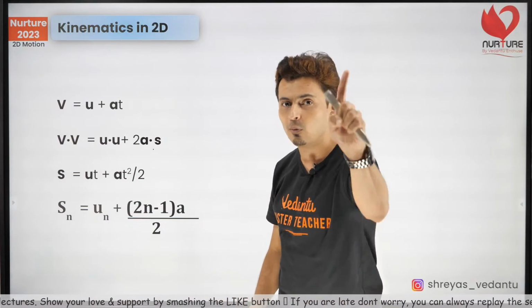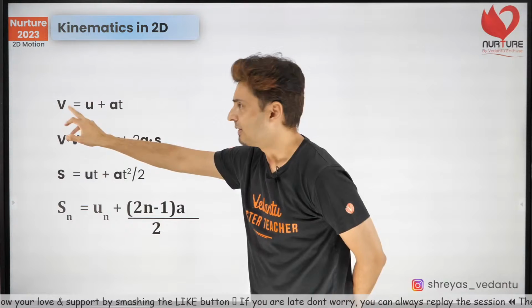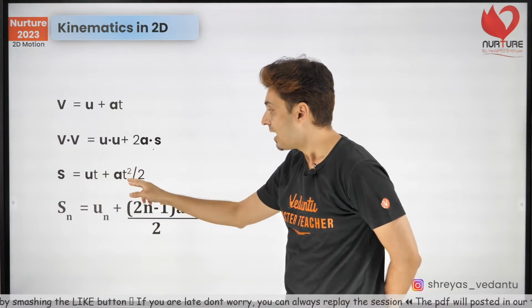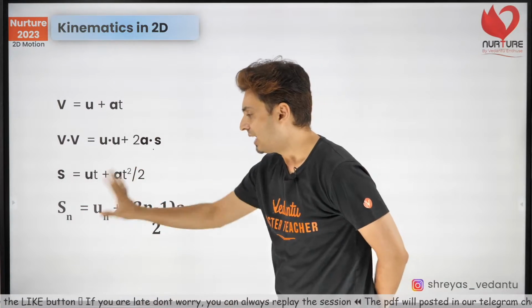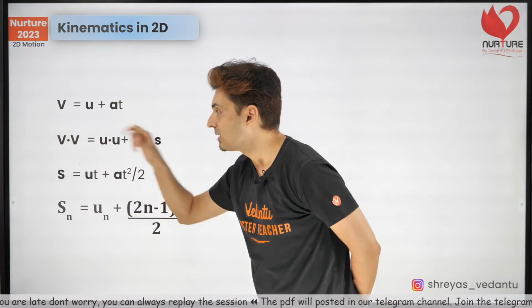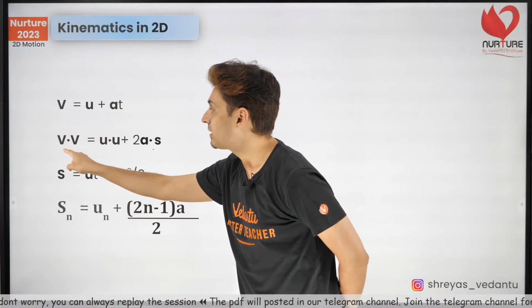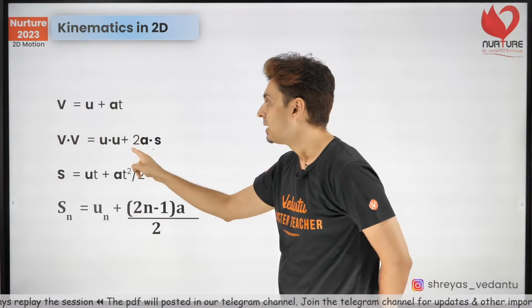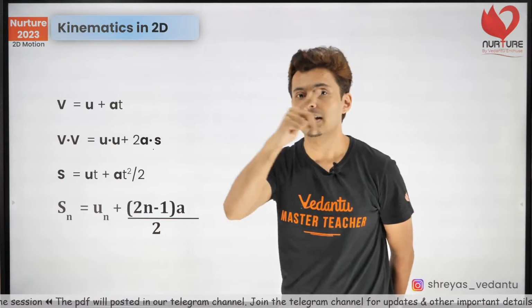Be careful only of one equation. See, this is fine. V bar is u bar plus a bar t. S bar is u bar into t plus half a bar t square. And the nth displacement, that's all fine. Only be careful about this equation. It's v vector dot v vector is u vector dot u vector plus 2a vector dot s vector.